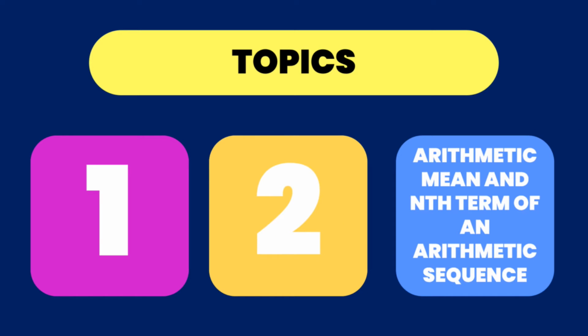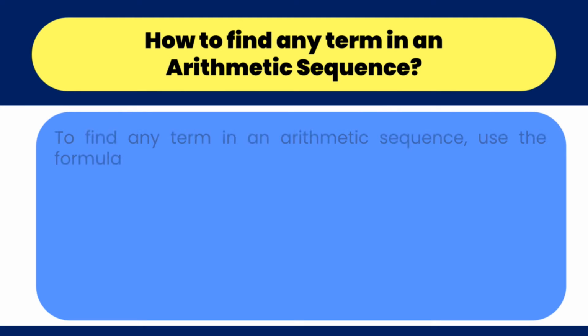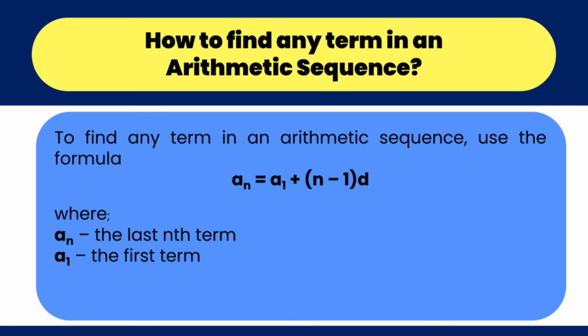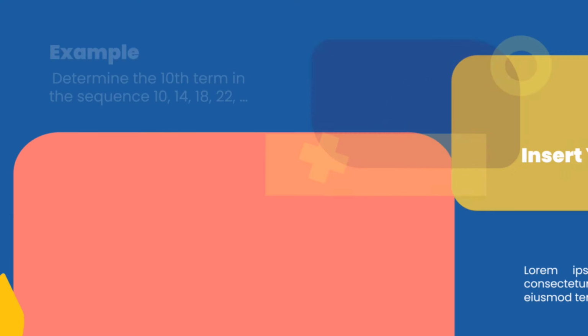And today, our topic is arithmetic mean and the nth term of an arithmetic sequence. How are we able to find any term of an arithmetic sequence? For us to find any term in an arithmetic sequence, we use the formula a sub n is equal to a sub 1 plus the quantity of n minus 1 times d, where a sub n is the last or nth term, a sub 1 is the first term, n is the number of terms in the sequence, and d is the common difference. Let's have an example.